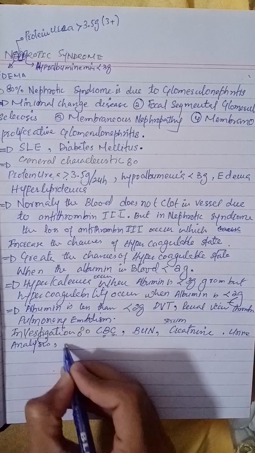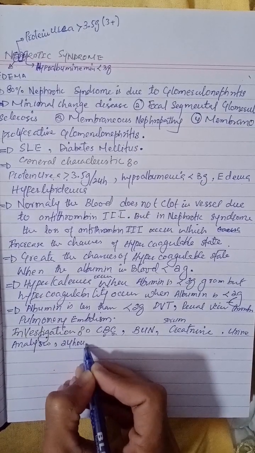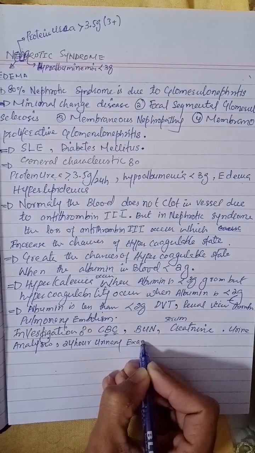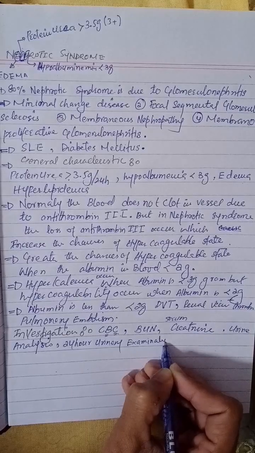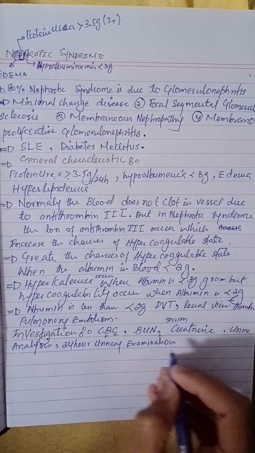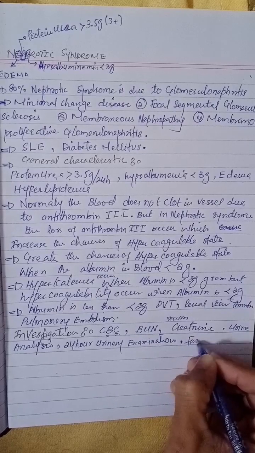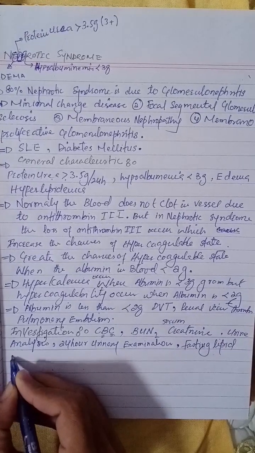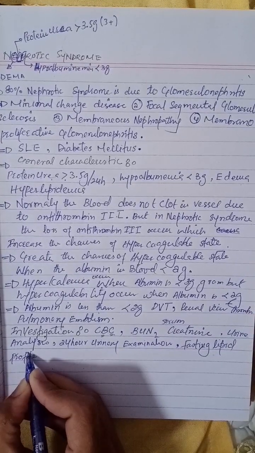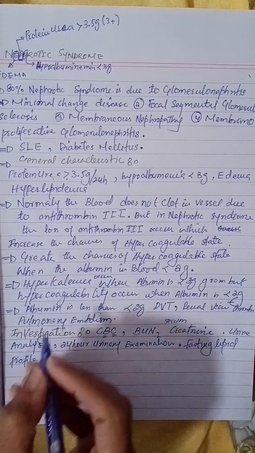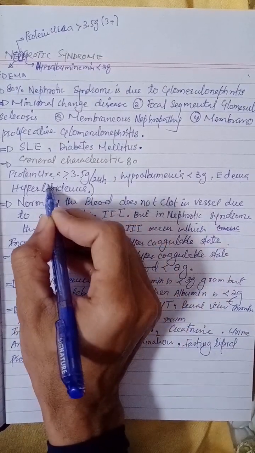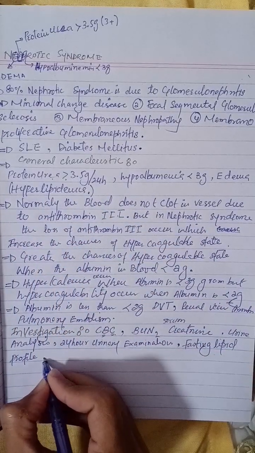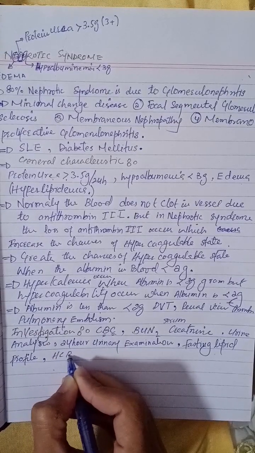and 24-hour urinary examination. After that, the fasting lipid profile. Why the fasting lipid profile? As we have mentioned above, in nephrotic syndrome there is hyperlipidemia. That's why we are performing the fasting lipid profile.